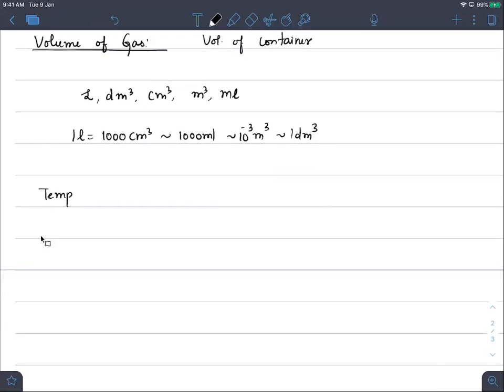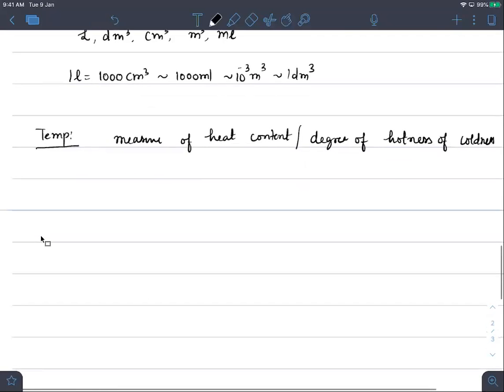Similarly, when it comes to temperature, basically it is a measure of heat content. How much is the heat content present in the system? Or the other way of defining it is degree of hotness or coldness. It can be defined in Kelvin scale, or degree Celsius scale, or degree Fahrenheit scale.